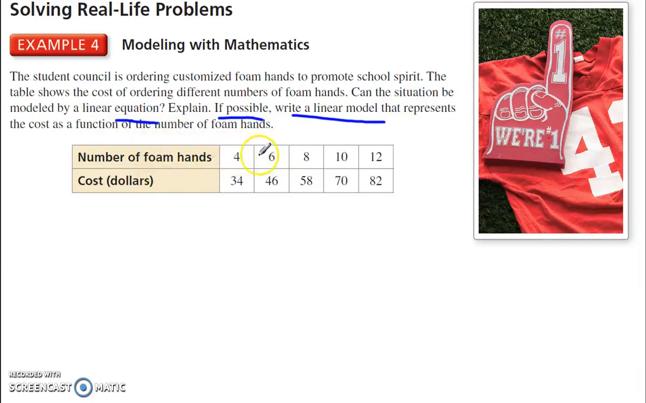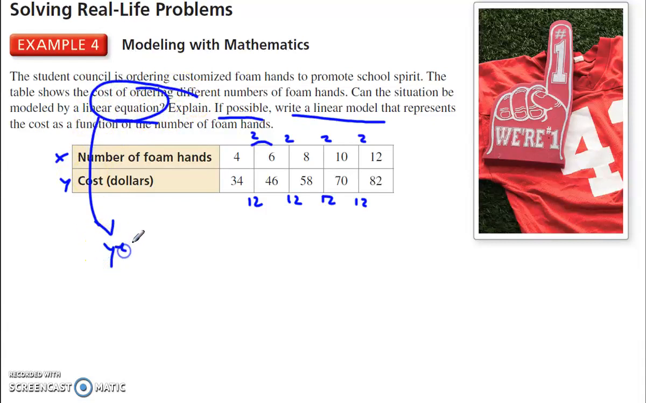Which means we have x and y. Cost as a function of foam hands, y as a function f of x. So let's check it first. This is up 2, up 2, up 2, and up 2. We've got constant change up there. From 34 to 46 is up 12. This is up 12. From 58 to 70 is up 12. And this is up 12. So, to answer this first, yes. Yes, it can be modeled by a linear equation because it has a constant rate of change.